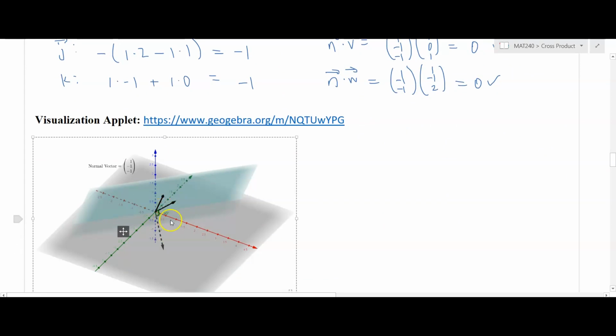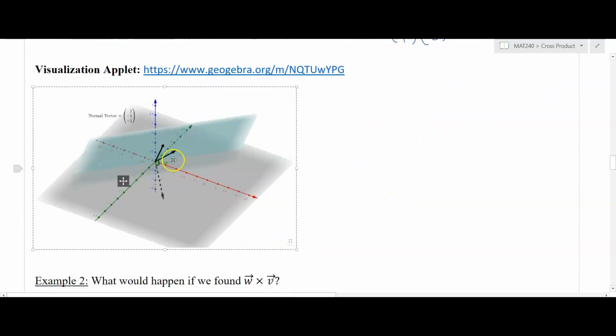1, 0, 1 is 1 unit this way, 0 units to the right or left, 1 unit up. And then this vector here is the vector 1, negative 1, 2. And so this plane is actually the plane that these two vectors form. These two vectors lie along this plane, and we can see that that cross product is shown here. That's the vector 1, negative 1, negative 1. So you can see 1 this way, negative 1 unit this way, and 1 unit down will take us to the tip of that vector. You can see there that GeoGebra, in fact, indicates there's a 90-degree angle between them.